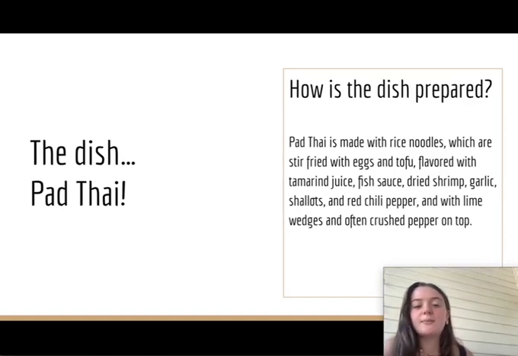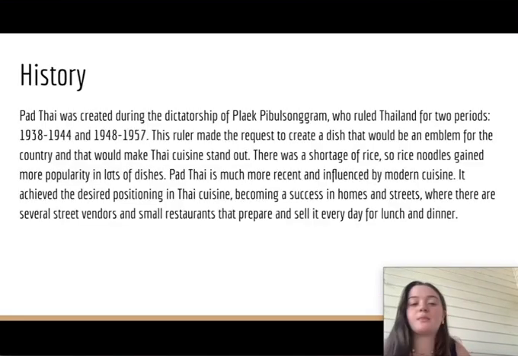How is it prepared? Pad thai is made with rice noodles, which are stir-fried with eggs and tofu, flavored with tamarind juice, fish sauce, dried shrimp, garlic, shallots, and red chili pepper, served with lime wedges, and often it also has pepper on top of it as well.